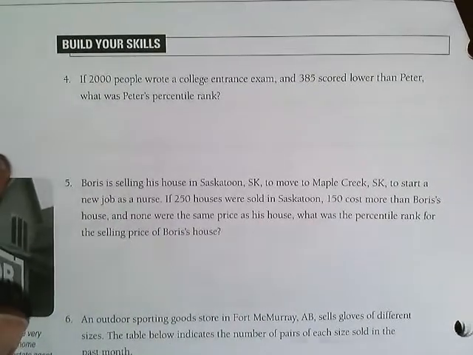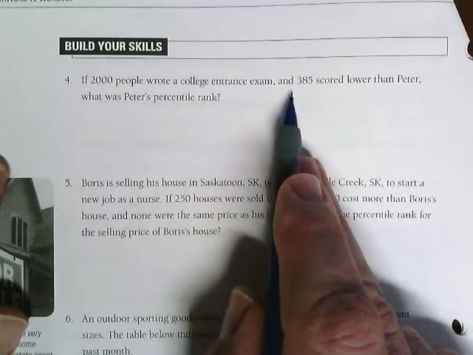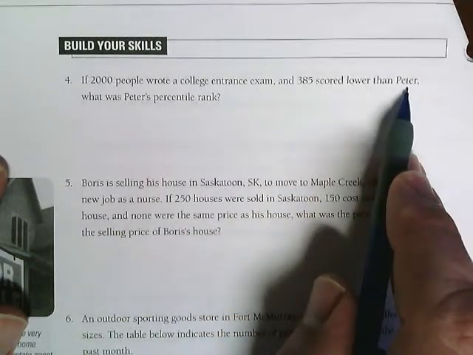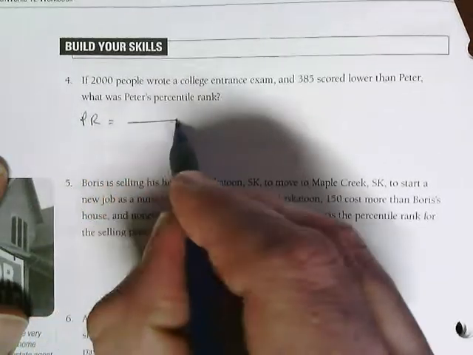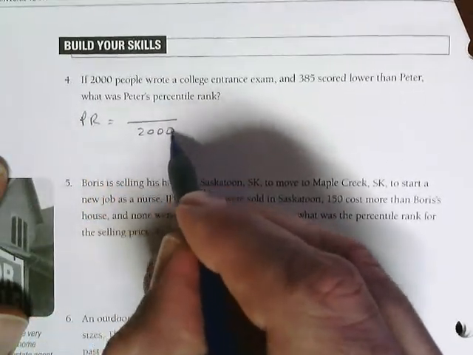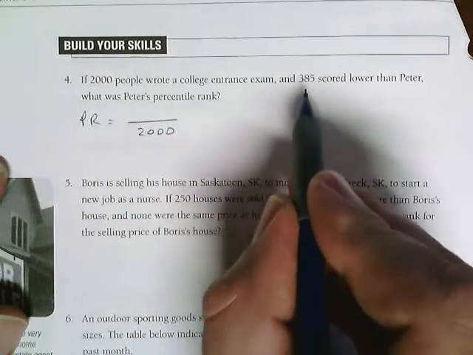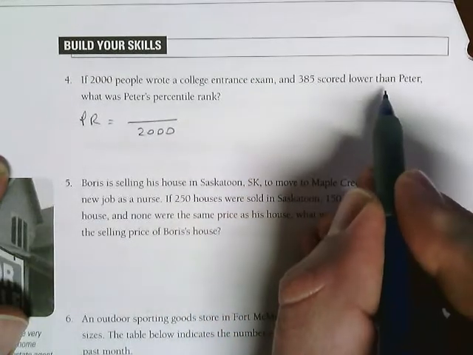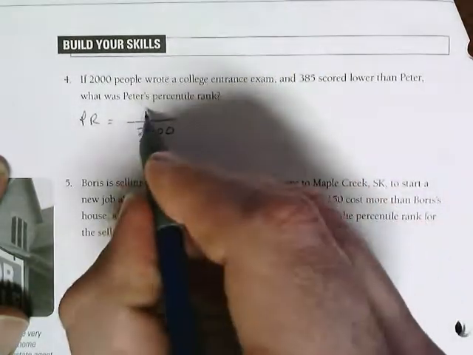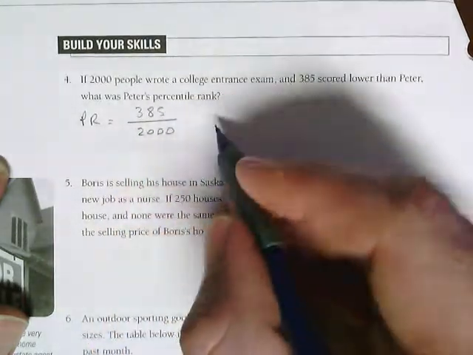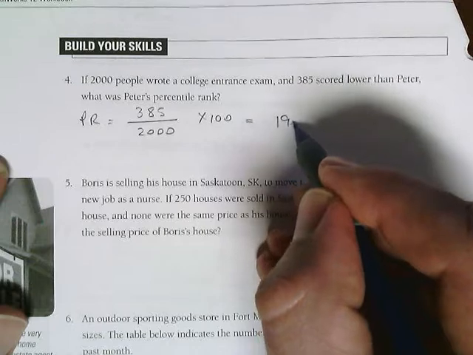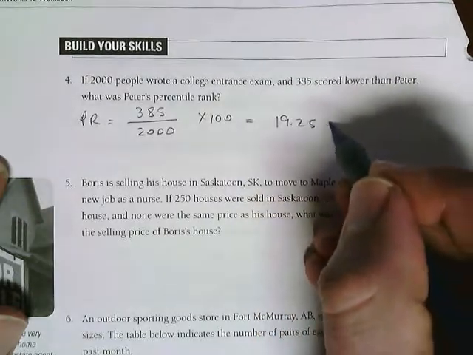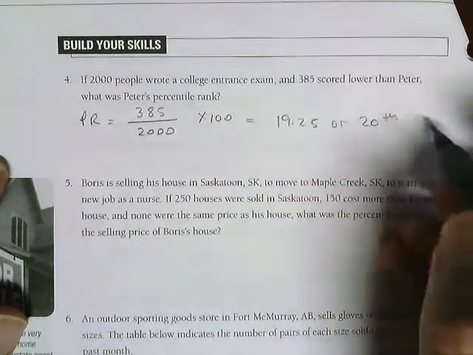If 2,000 people wrote a college entrance exam and 385 scored lower than Peter, what's Peter's percentile rank? Okay, sometimes they're easy, sometimes they're not so easy, right? There's 2,000 total, 385 scored lower than Peter, so read these very carefully, but that's basically all there is to it, and that is 19.25, or 20th percentile.